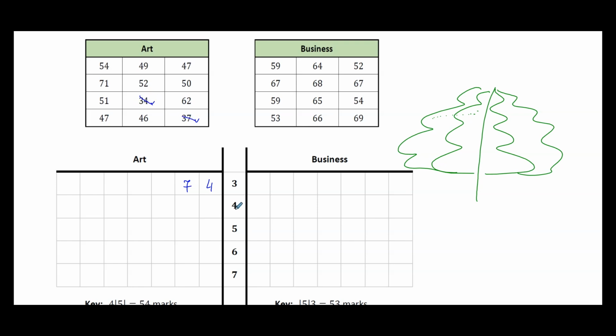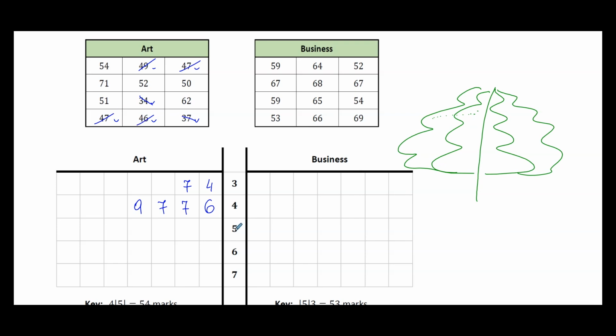Then we are looking for numbers in the 40s. So we have 49, 47, 47, and 46. Now, each of them has to be marked. Again, the lowest value is 46. Then we have two values of 47. And then we have one value of 49. So now the 40s are gone.